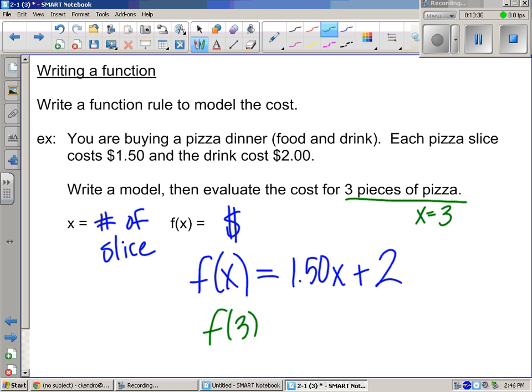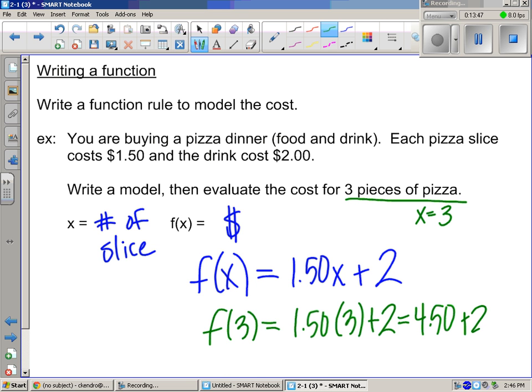If we want to find f of 3, we will replace our x value with 3, use order of operations, and simplify. Multiplication should come first. We should get $4.50 when we multiply by 3. Adding 2 more to that, that's a total of $6.50. So that's our meal. All right, I think that'll do it.